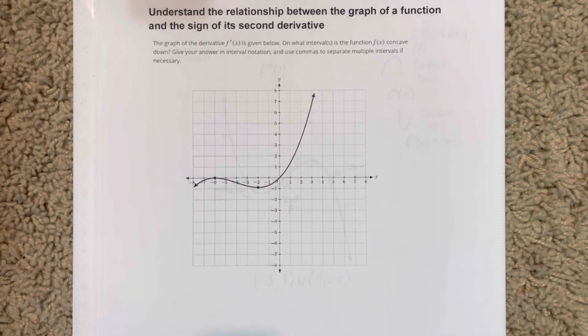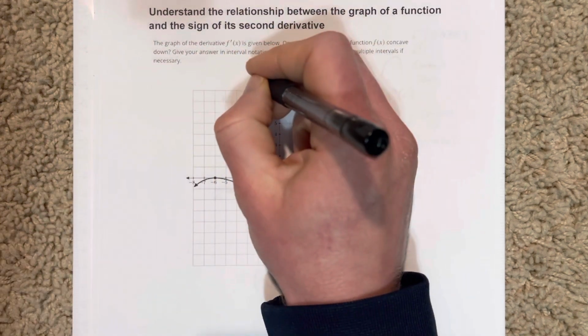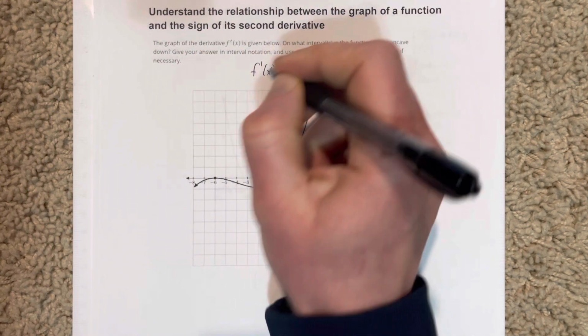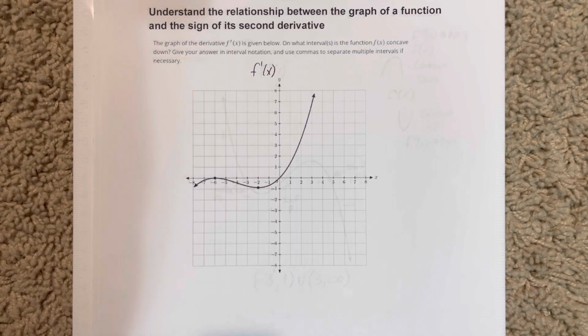In this video, we're going to understand the relationship between the graph of a function and the sign of its second derivative. It says the graph of the derivative f prime of x is given below. So this is f prime of x. On what intervals is the function f of x concave down?